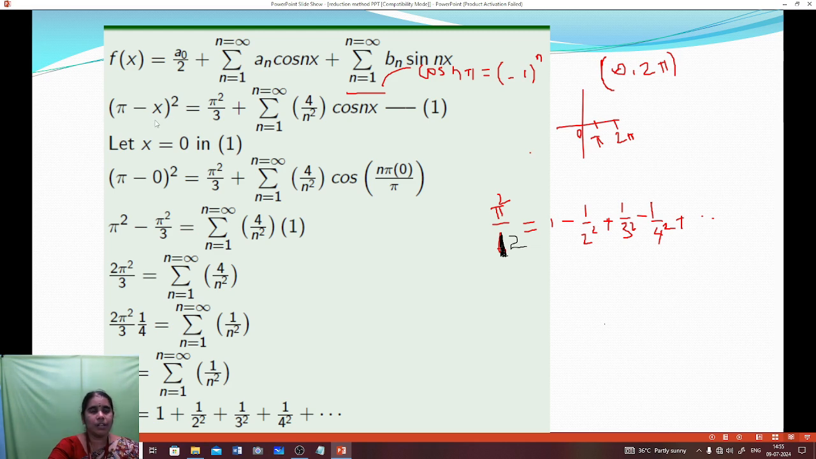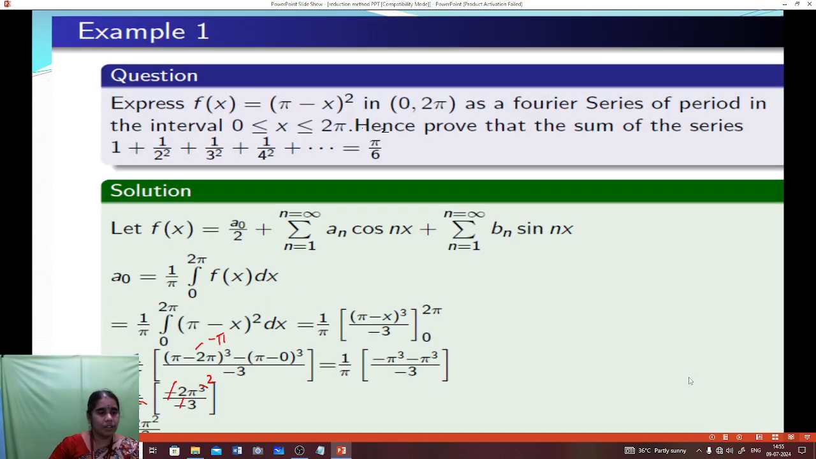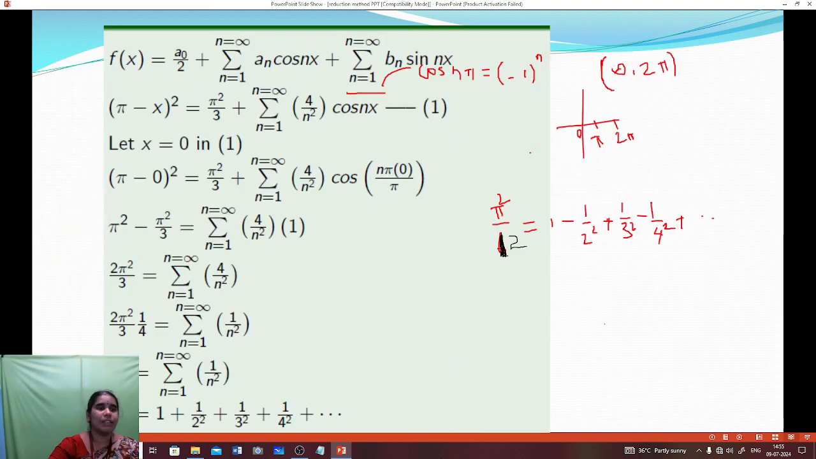In that formula, substitute our A0 value, An value and Bn value. F of x is nothing but the given function, so (pi minus x) the whole square. A0 by 2: what did we find for A0? Our A0 value is nothing but 2 pi square by 3. We substitute 2 pi square by 3 divided by 2. The 2 and 2 get cancelled, so the remaining A0 by 2 takes the value pi square by 3.